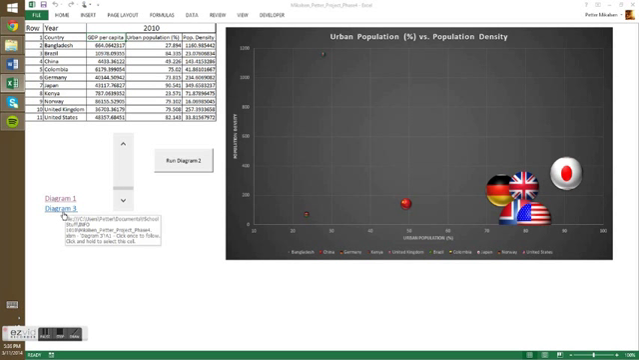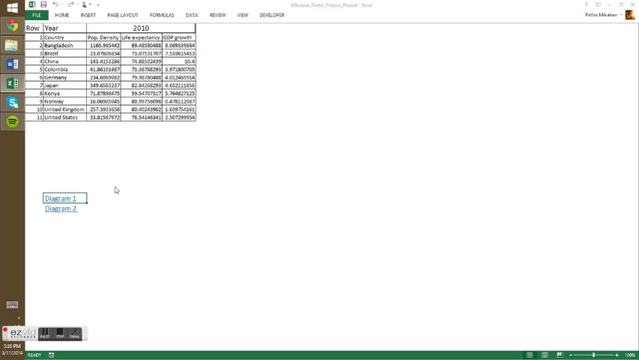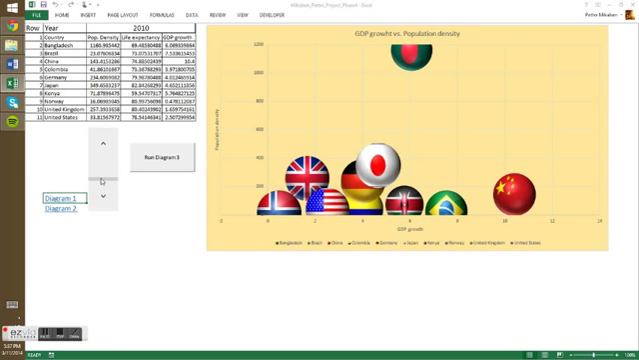So let's go to the next diagram here in a bit. Or you can see China too, kind of in the middle there, getting closer. 50% urban population, but it's a very large country, so it's not that surprising. And you see Bangladesh with a high urban population density.